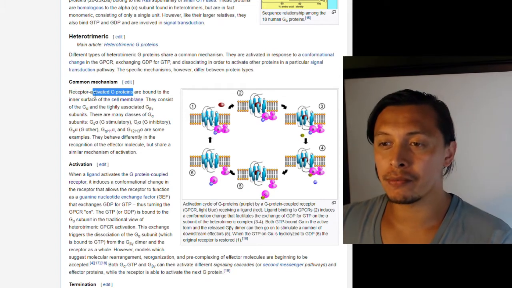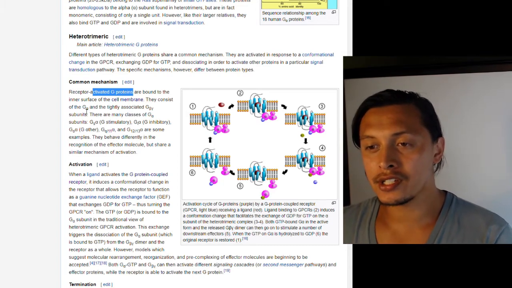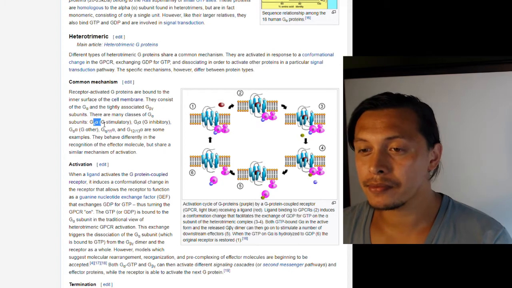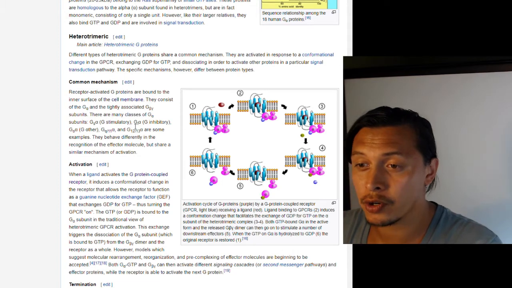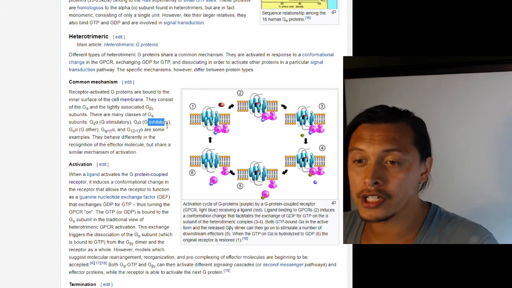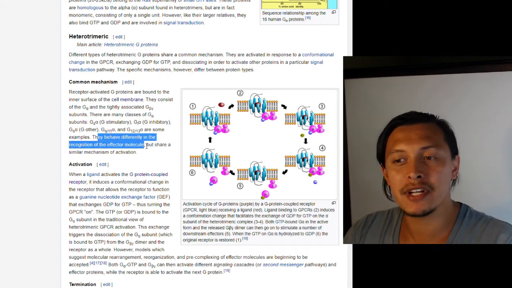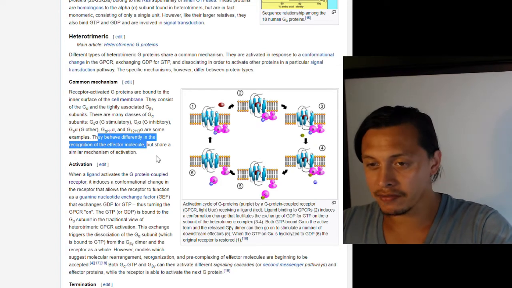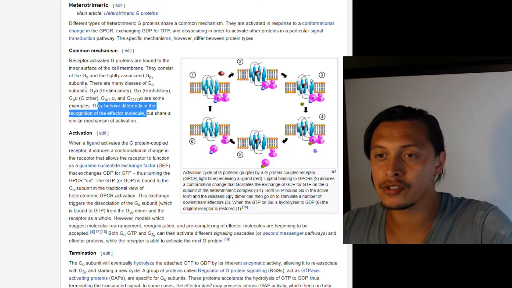These receptor-activated G proteins are bound to the inner surface of the cell membrane. They consist of the G sub alpha and the tightly associated G sub beta and gamma subunits. And there are many classes of G sub alpha subunits. You have G sub S alpha, which is G stimulatory. We have the G sub I alpha, which is the G inhibitory, the G naught alpha, the G other. Don't worry about it too much. But they behave differently in the recognition of the effector molecule, but they share a similar mechanism of activation. So just know that there are many different types of these G proteins.